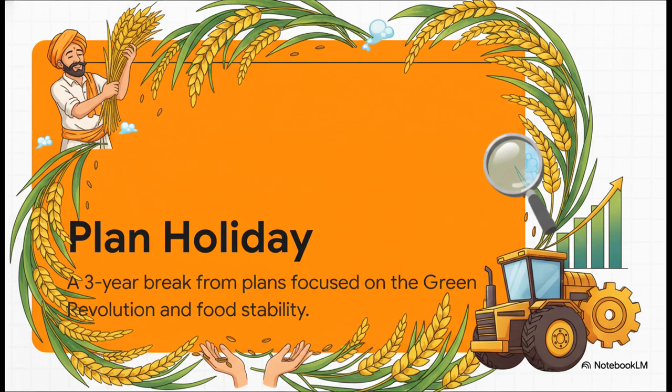Facing the catastrophic failure of the third plan and the very real threat of mass starvation, the government shifted all its focus towards securing food stability. This specific pause is actually what gave birth to the crucial Green Revolution, pushing high-yielding variety seeds into states like Punjab and Haryana just to save the nation's food supply.